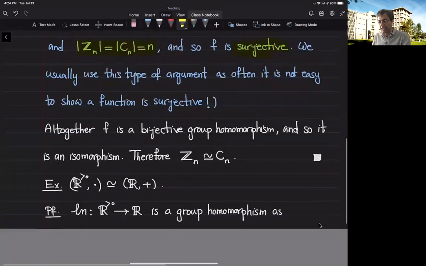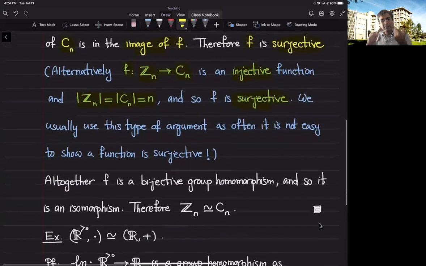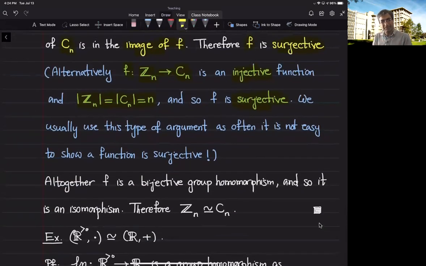Okay, altogether now we showed that this function f is a bijective group homomorphism. Therefore, it is an isomorphism, which implies that every cyclic group of order n is isomorphic to Z_n. So this gives us a kind of classification or understanding of cyclic groups of order n up to isomorphism.